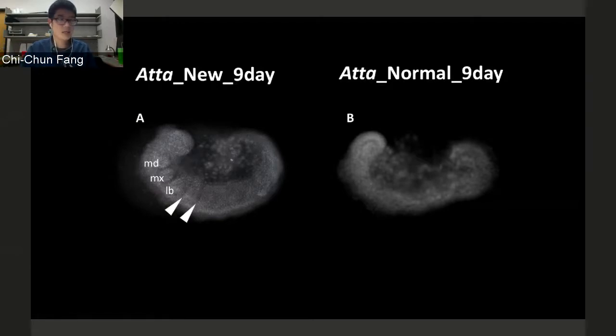Okay, this is on day 9. Three mouth parts segments, the lobe, and the future thorax segments formed already on day 9 of the Atta new. Atta new means the foundress-laid eggs. But nothing happened except the future head lobe formed in the mature queen-laid eggs.